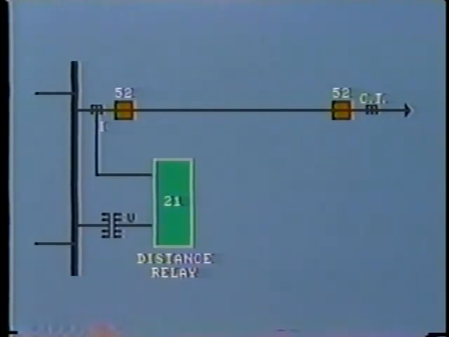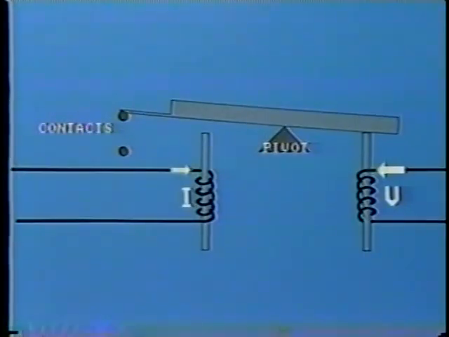The earlier types of distance relays worked on the balanced beam principle like this, and certainly this is the easiest way for us to study the concept. The beam is pivoted like a seesaw with voltage and current coils at opposing ends. The voltage coil is fed from the voltage transformer on the line, or more usually on the bus feeding the line, while the current coil is fed from the current transformer on the protected line. Under normal operating conditions, the voltage coil's attractive force is far stronger than that of the current coil, hence the balance beam stays in this position.